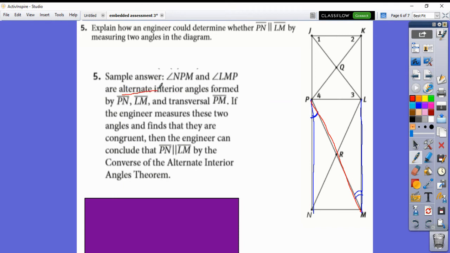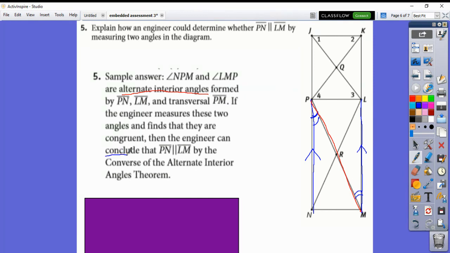So if the engineer measures those two angles and finds out that they're actually congruent, if he gets the measure of angle NPM is the same as the measure of angle LMP, well then he can conclude that these two segments are parallel because of the converse of the alternate interior angles theorem.